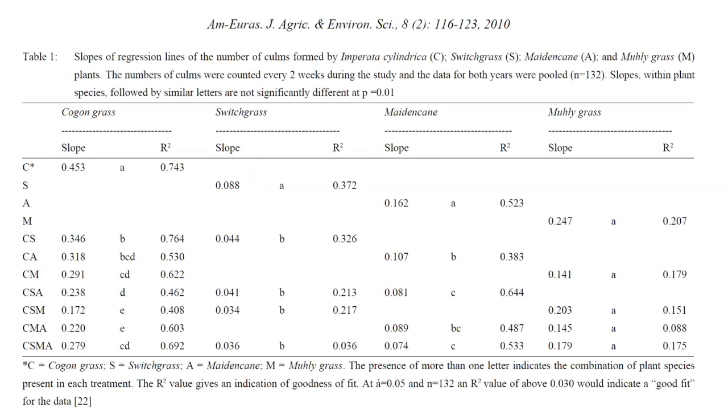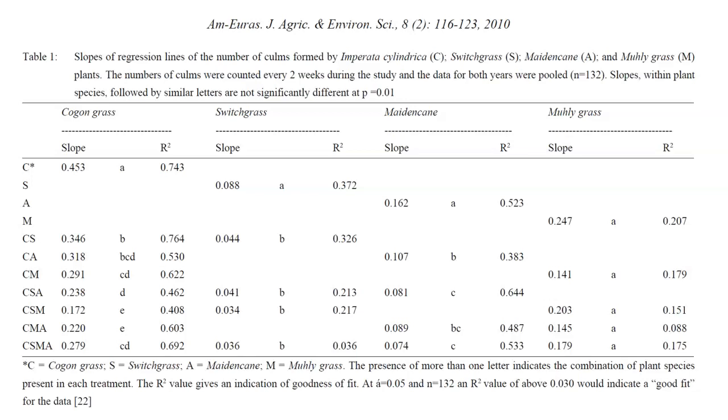Table 1. Slopes of regression lines of the number of culms formed by Imperata cylindrica, switchgrass, maiden cane, and muhly grass plants. The number of culms were counted every 2 days during the study, and the data for both years were pooled. N equals 132. Slopes within plant species followed by similar letters are not significantly different at P equals 0.01.